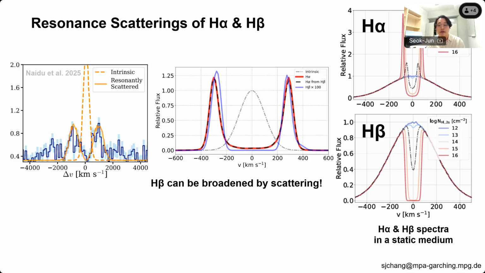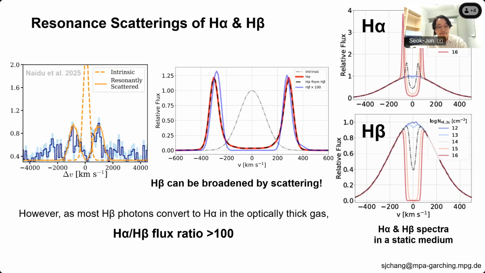However, once we look at the RT more closely, the problem is that after suffering numerous scatterings, all H beta converts to H alpha. So if the H beta profile in the observation comes from H beta scattering, the H alpha to H beta flux ratio should be much higher than 100. In the observations, usually in LRDs, the H alpha to H beta flux ratio is roughly 10 or less than 10. So this H beta scattering scenario is hard to use to explain the observed broad H beta in LRDs.